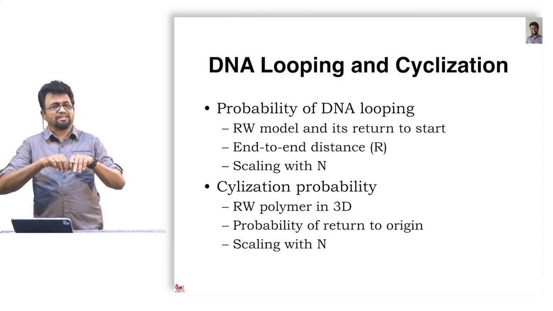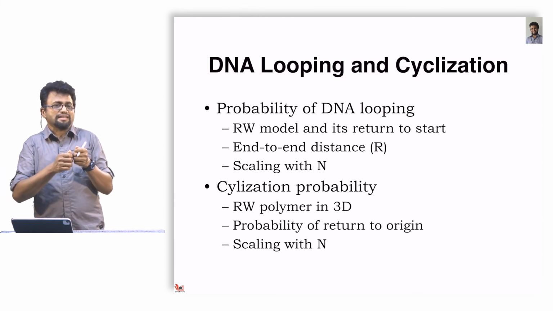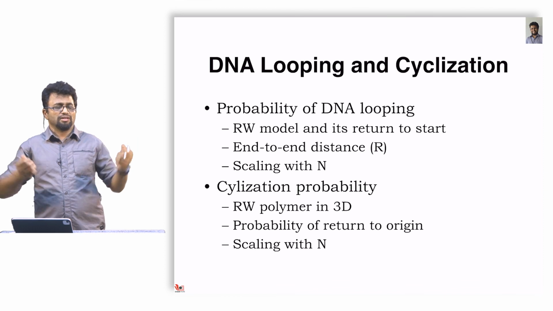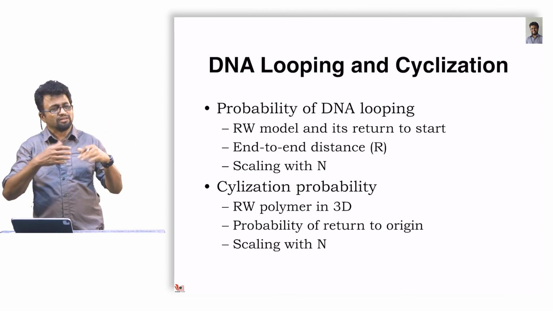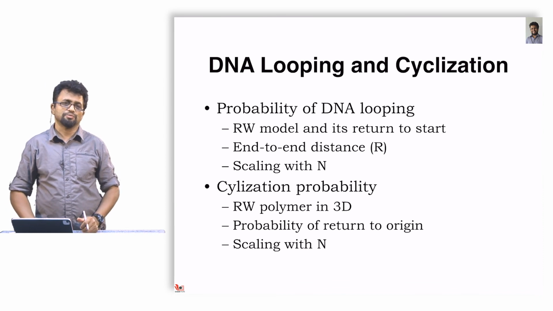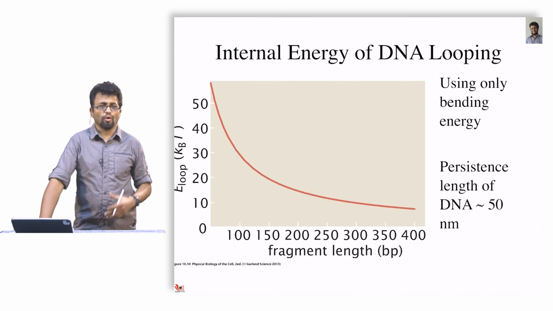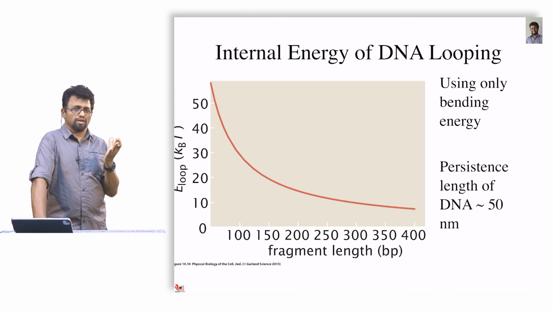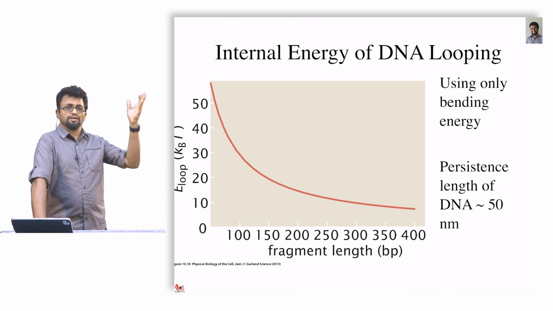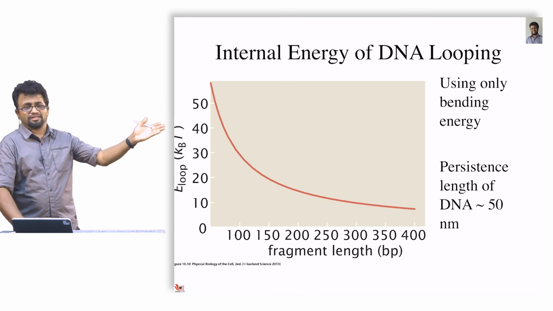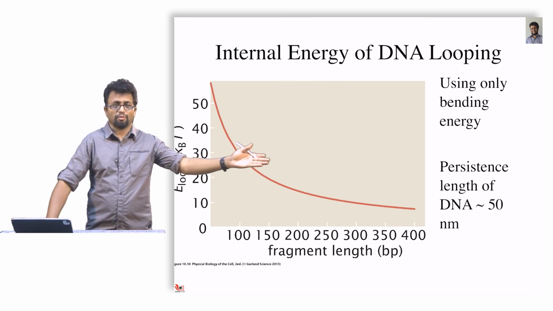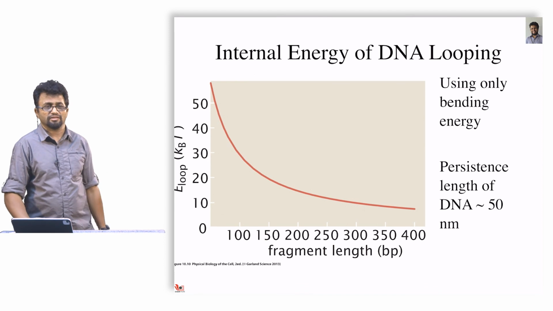Now, if the DNA is very rigid, it will be less likely to make a cycle. If it is very long, it is more likely to make a cycle, and the characteristic stiffness of the DNA will tell you what the cyclization probability is. So, according to a simple beam model, the internal energy of looping will give you this kind of a profile. This sort of is a decay. As the fragment length increases, your probability of looping decreases.